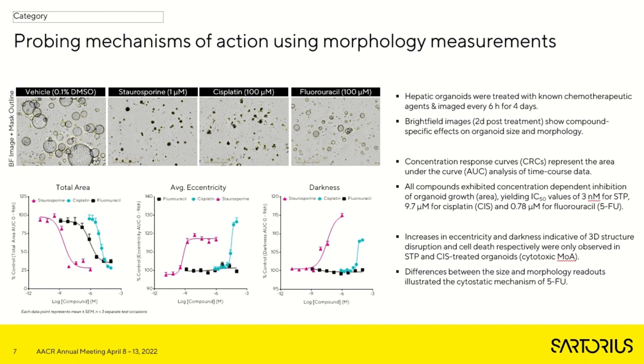To exemplify drug-specific changes in organoids, hepatic fragments embedded in Matrigel were allowed to form organoids for 3 days prior to treatment with known chemotherapeutic agents. Bright field images captured 2 days post-treatment show compound-specific effects on organoid size in terms of their area and morphology with respect to their roundness, that is, eccentricity, and darkness.